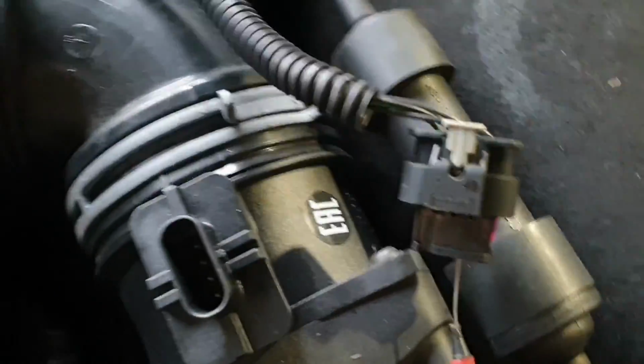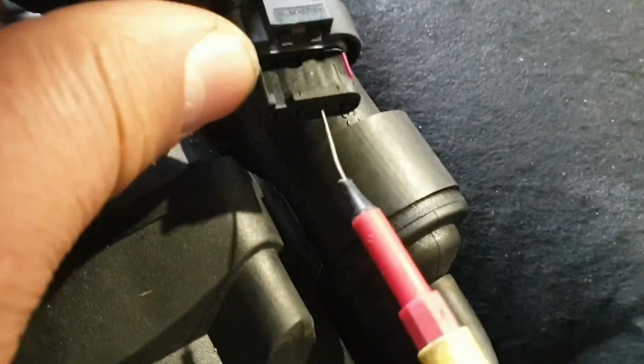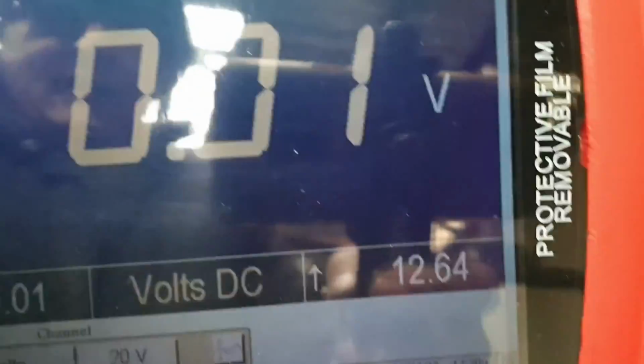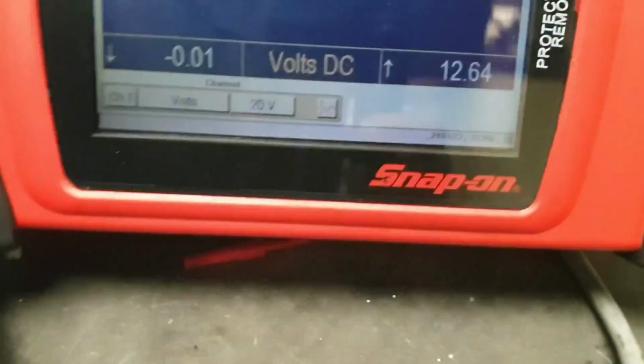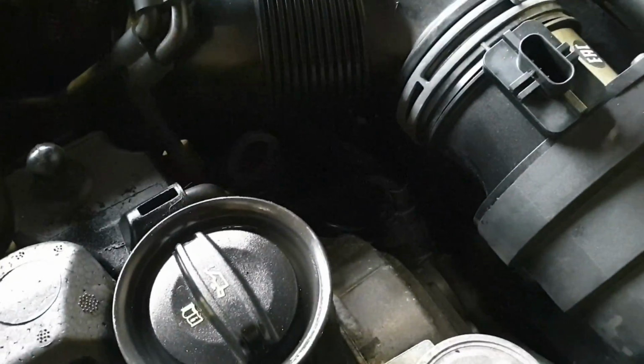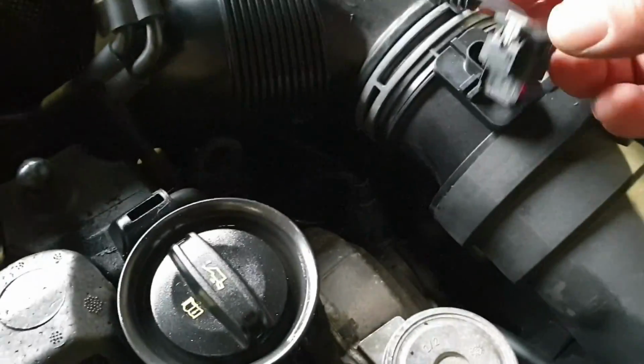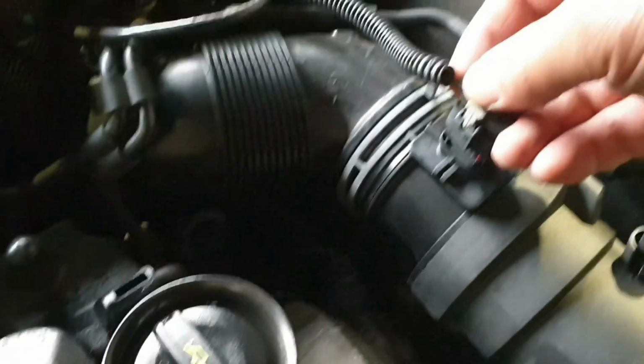I have connected the back probe to pin number 2, and as you can see, it's 0.01. So now I'm going to connect the connector, or put the connector back on.